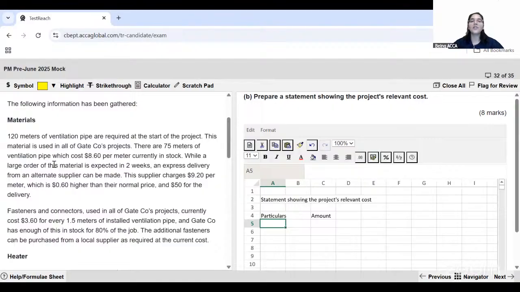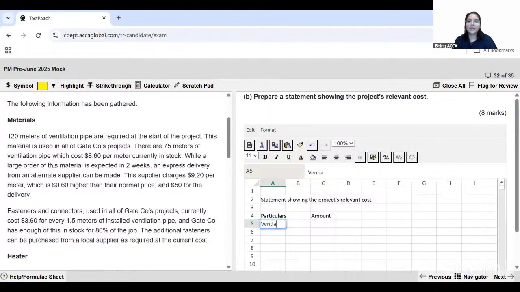And then what does it say about the further ones? While a large order of material is expected in 2 weeks, an express delivery from an alternative supplier can be made. This supplier charges $9.2 per meter, which is 0.6 higher than the normal price of 8.6, and $50 extra will be charged for the delivery.